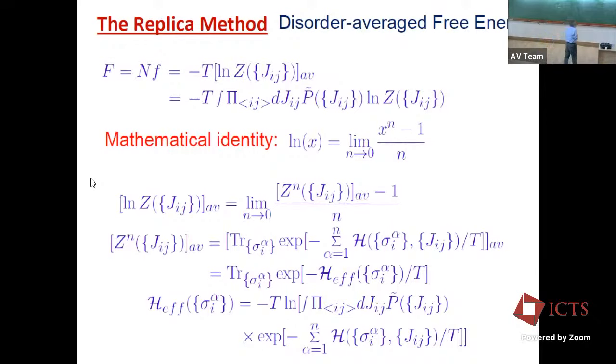Now here, the issue is how you are going to deal with this disorder. This is a question that came up later on: whether you average over these Jijs or not. In a given experiment, in a given sample, the Jijs, or whatever the random variables are in the Hamiltonian, are fixed. They don't change as a function of time. But then doing a theory is very difficult.